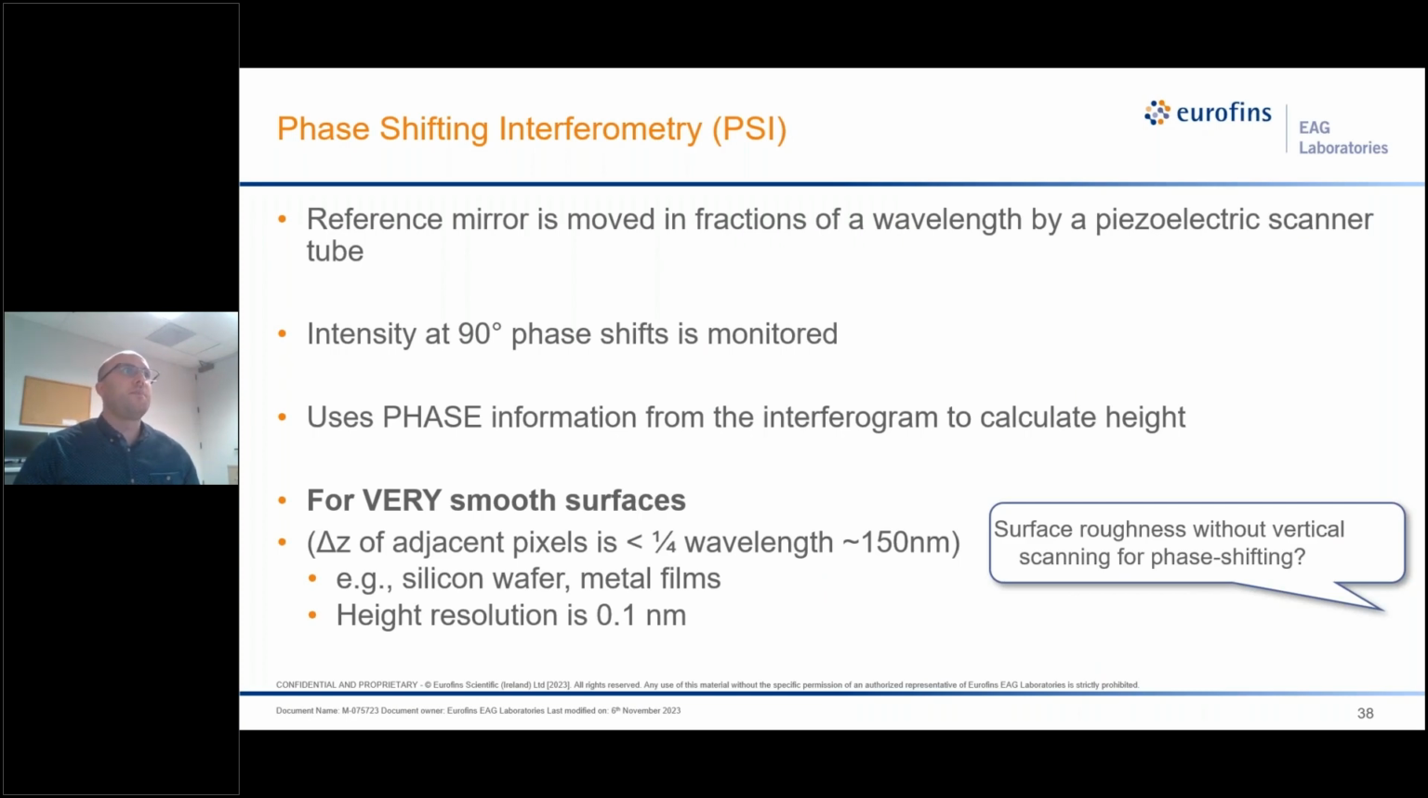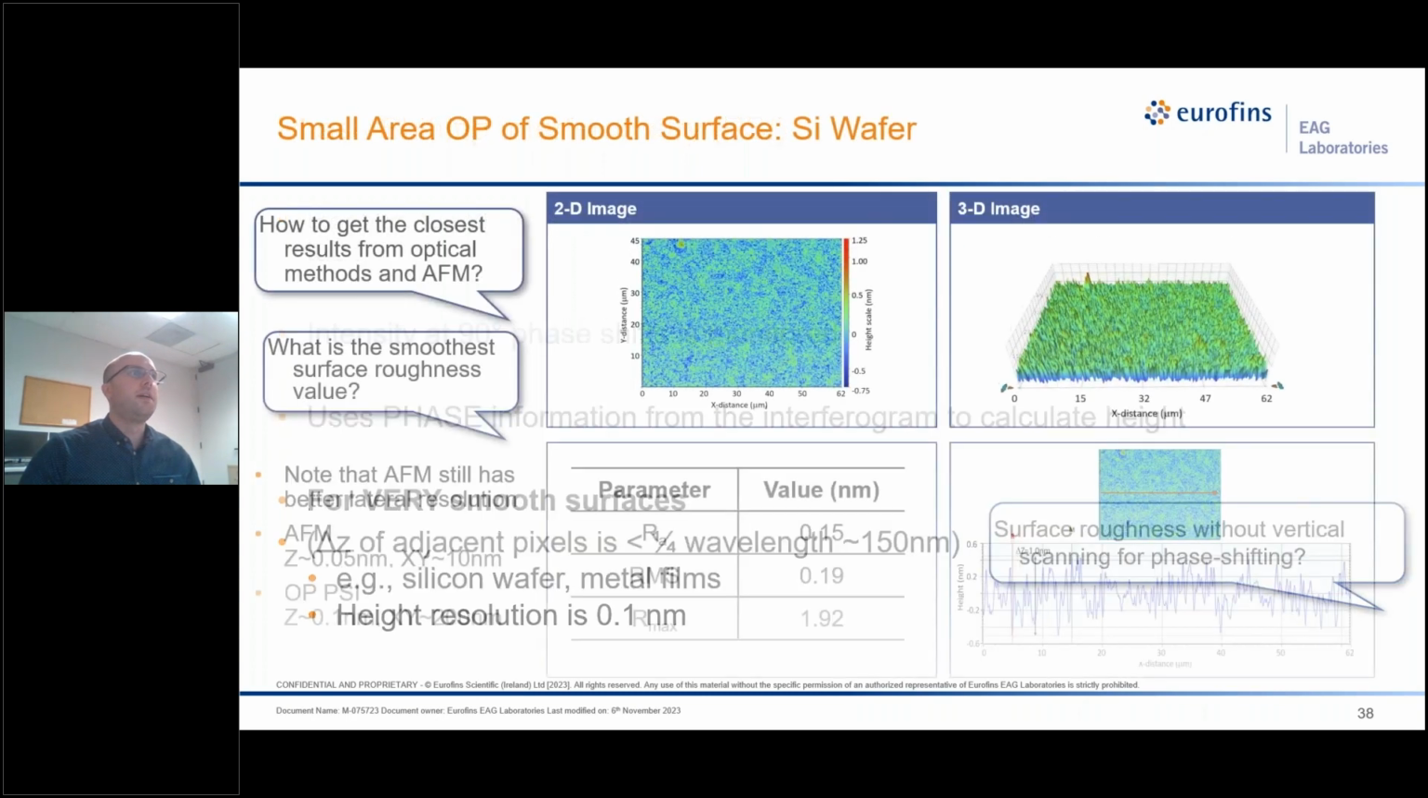Now, phase shift, in this case, the reference mirror itself is moved in fractions of a wavelength by piezoelectrics. And the intensity at 90 degrees of the phase shift is measured, and it uses this information to calculate the height. This is better for very smooth surfaces, so think like a silicon wafer or thin metallic films. And the height resolution is a lot better for this technique, but it doesn't really work all that well for materials that have several microns or hundreds of nanometers in the height difference.